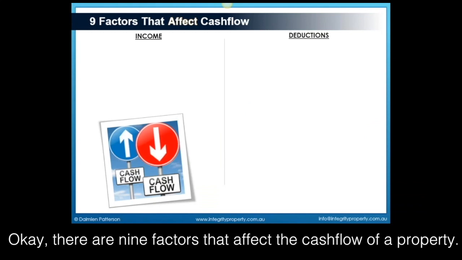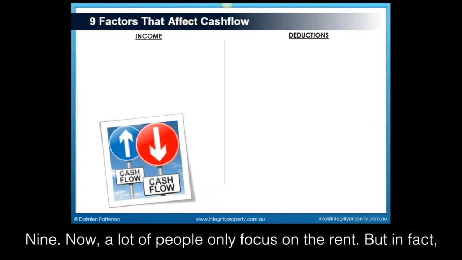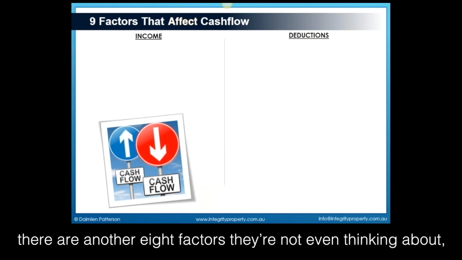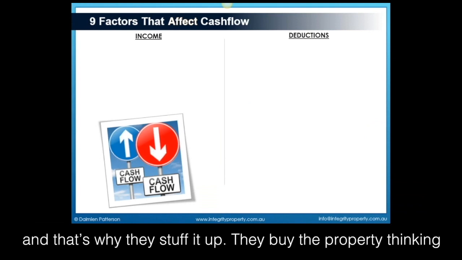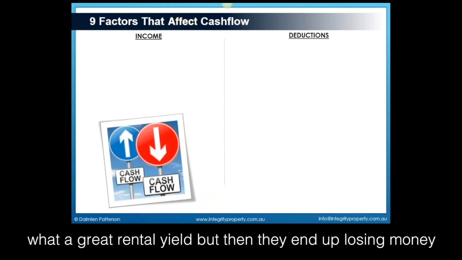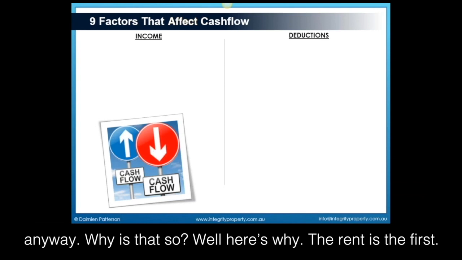Okay, there are 9 factors that affect the cash flow of a property. 9. Now, a lot of people only focus on the rent, but in fact, there are another 8 factors they're not even thinking about, and that's why they stuff it up. They buy the property thinking, what a great rental yield, but then they end up losing money anyway. Why is that so? Well, here's why.